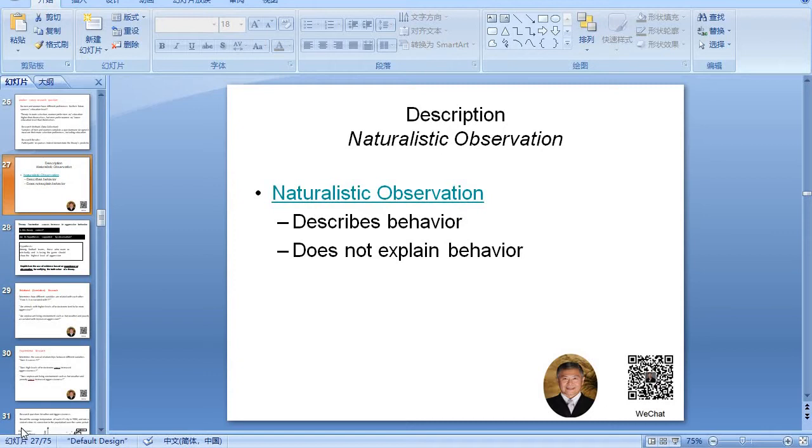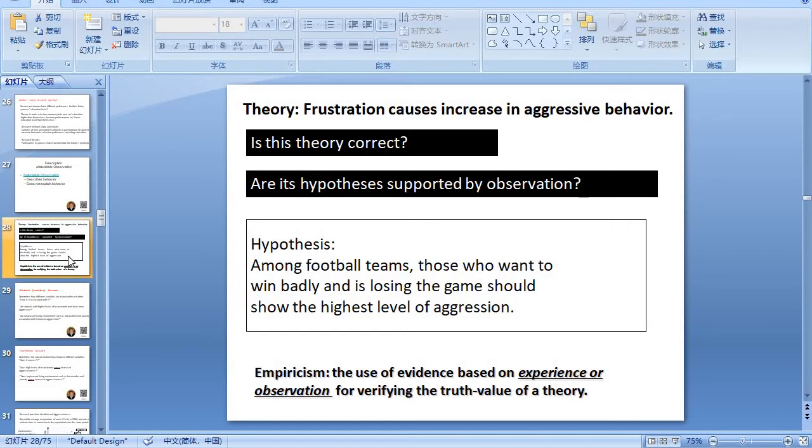Naturalistic observations. In this method, we observe individuals, people, and even animals in their natural environment. We don't have any interventions. We don't participate in what they are doing. We just observe them. We talked about this example already, and this example can be studied with naturalistic observations.